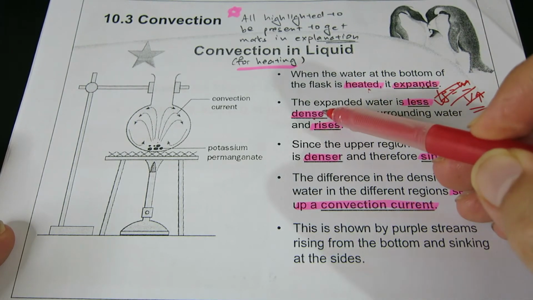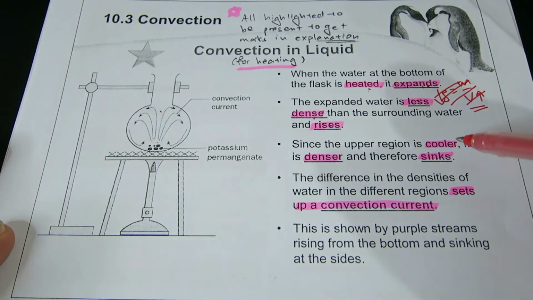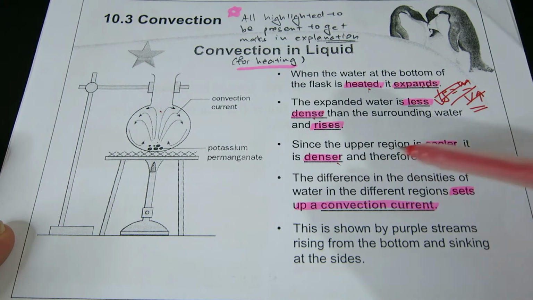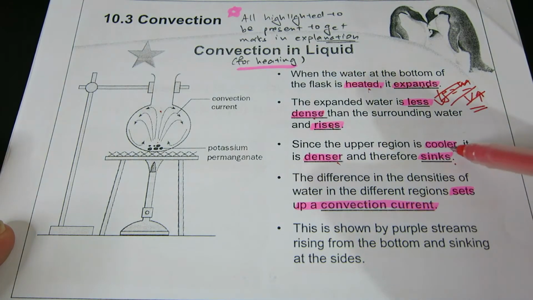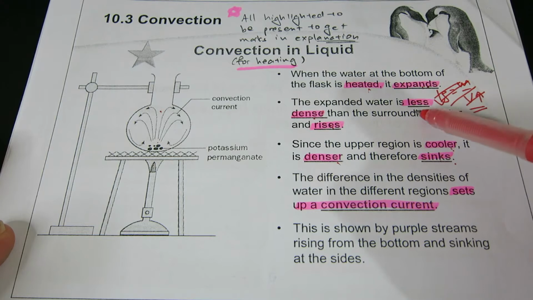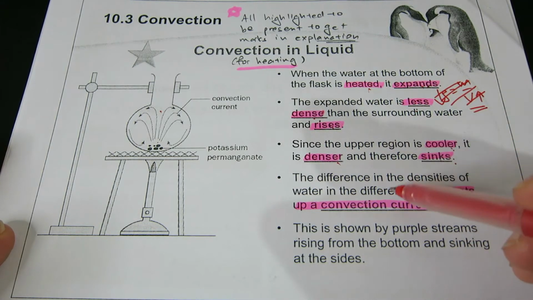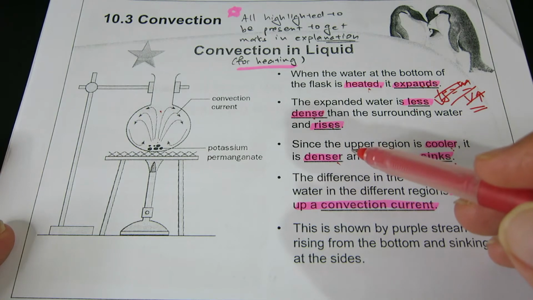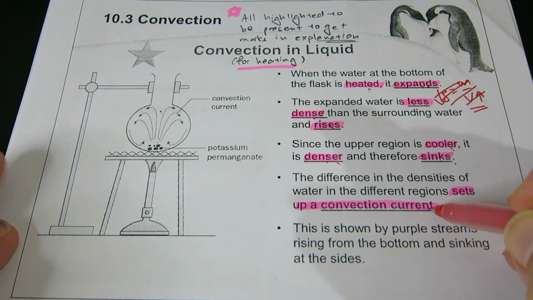Expands, less dense, rises. The upper region, which is cooler, is comparatively denser and sinks. So I know you always used to say hot air rises, cold air sinks. Now we need to include the explanation on density and expansion. Because hot air rises, because it is less dense than cool air, which is denser and sinks, you have a convection current set up.